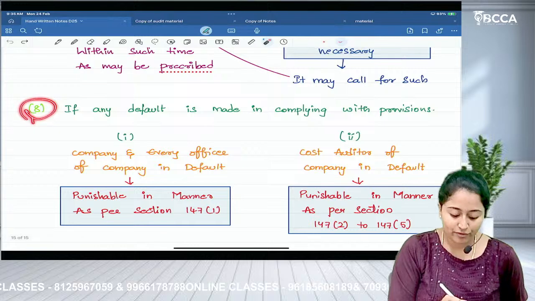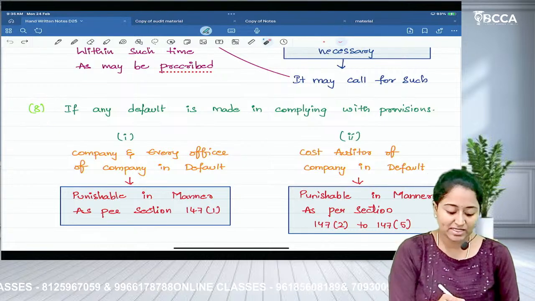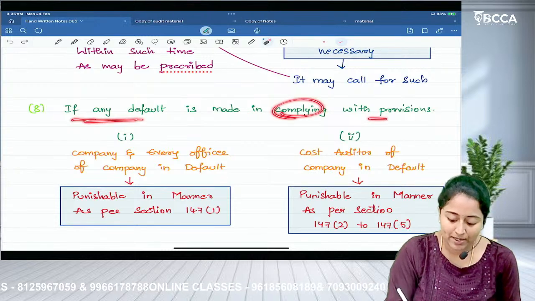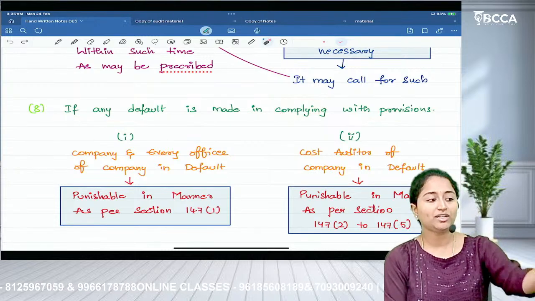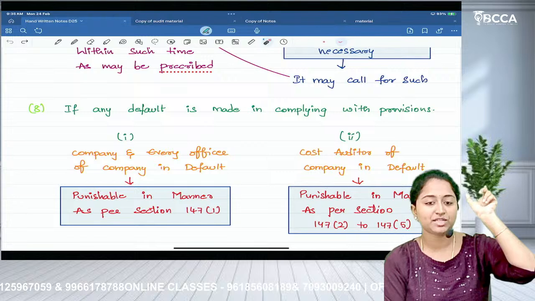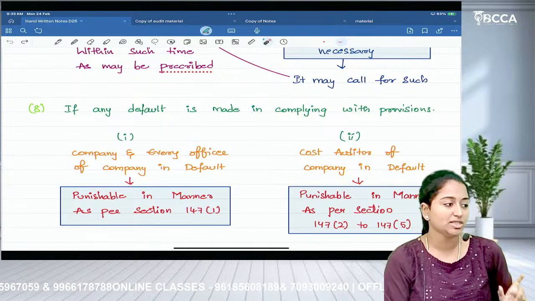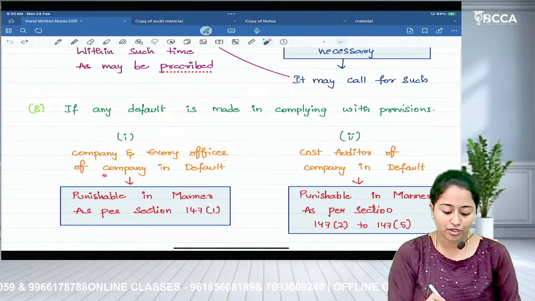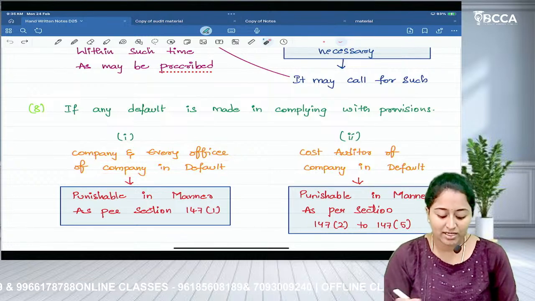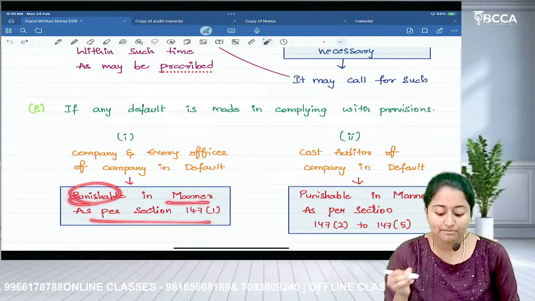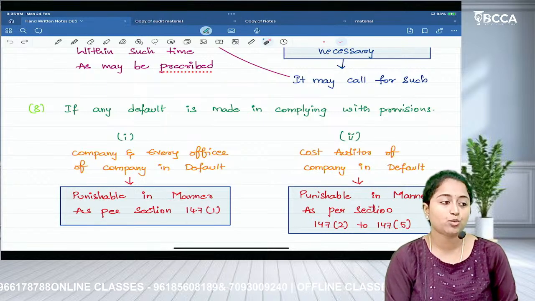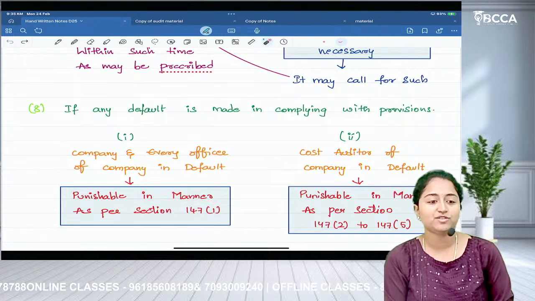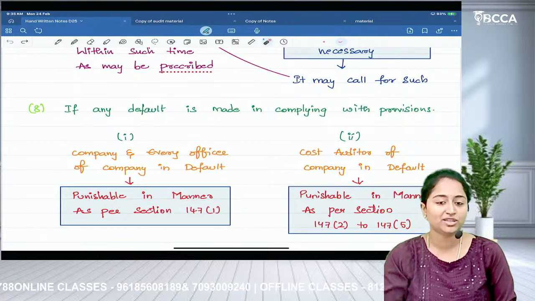At last, 148 subsection 8. This is the penalty section. If any default is made in complying with the provisions. Now, whatever we have discussed from 148 subsection 1 to 148 subsection 7, if the company and every officer of the company is in default, then they will be punishable in the manner as may be prescribed under section 147 subsection 1. Now, what is the penalty provision in 147 subsection 1? We will know in the further units.